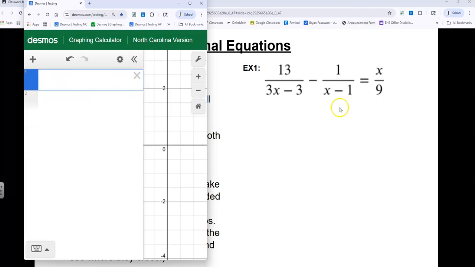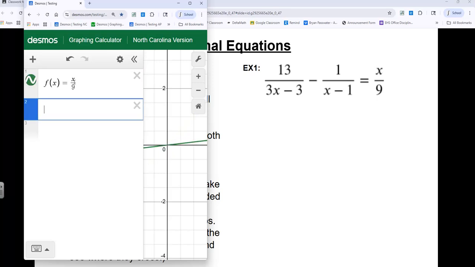All right, if I'm solving an equation with Desmos, what do I do? f of x equals, and what do I set it equal to, Carson? What do I type in right here? X over 9? Okay. And it really doesn't matter which one's left, which one's right. I usually do it the other way, but that's fine.